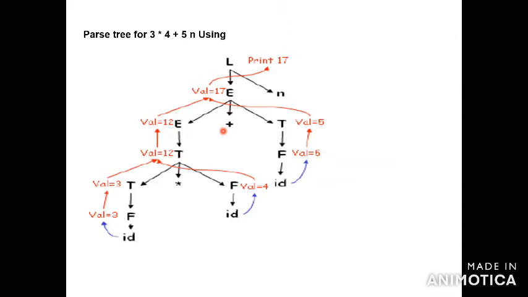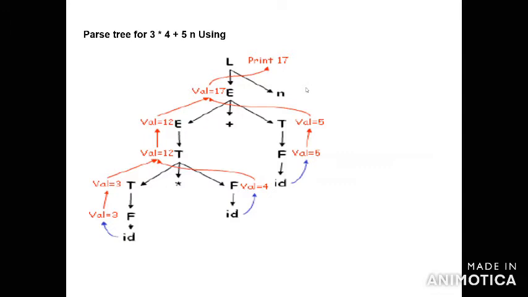Parse tree construction. So what is a parse tree here? For 3 star 4 plus 5 n, star and plus, what is the highest precedence for the given grammar? Star is the highest precedence.